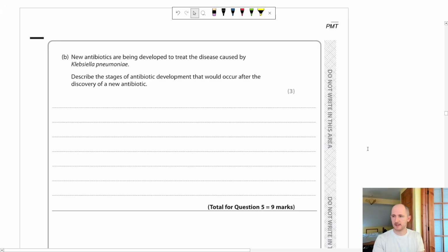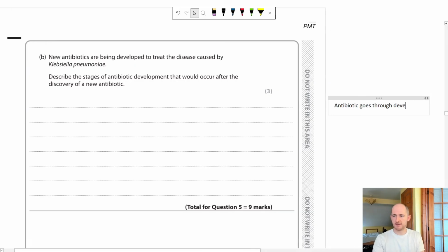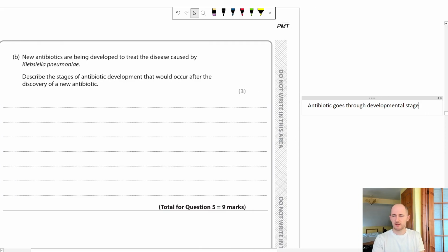So the antibiotic goes through a development stage. Actually, they use stage. Let's use stage. So this is where we develop or create or invent the new antibiotic. What happens next? Then there is a preclinical stage or trials, which is where we test it on things like individual cells.